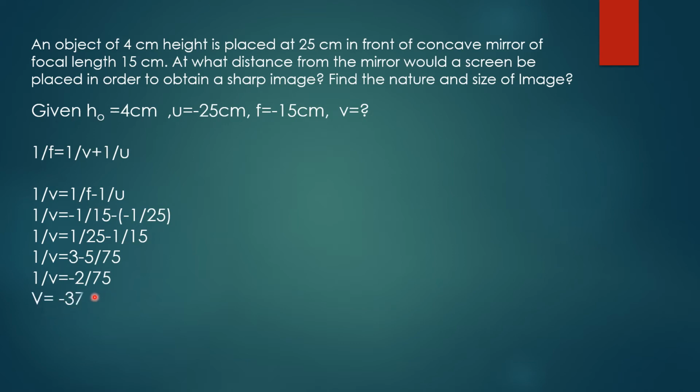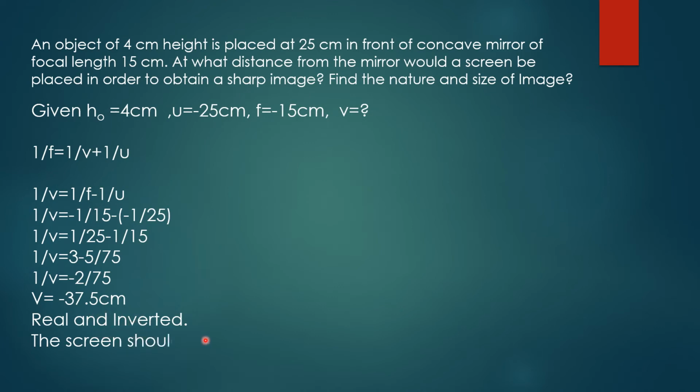V is equal to 75 divided by 2, which is nothing but minus 37.5 centimeters. Are you clear? So, image distance how much? Minus 37.5 centimeters. So, what is the nature here? The nature of the image is real and inverted. Real image and inverted image is formed. Why? What is the reason? Here, what is the sign? Minus 37.5. So, real and inverted image is formed.